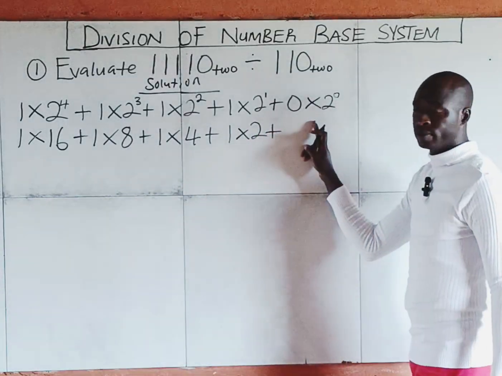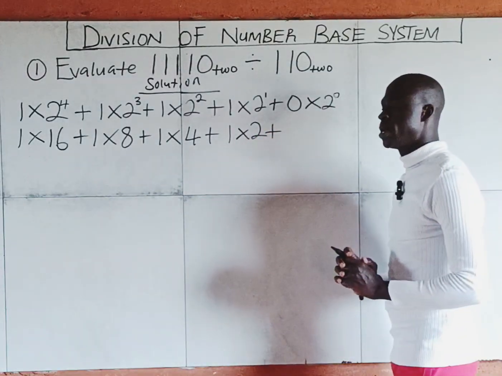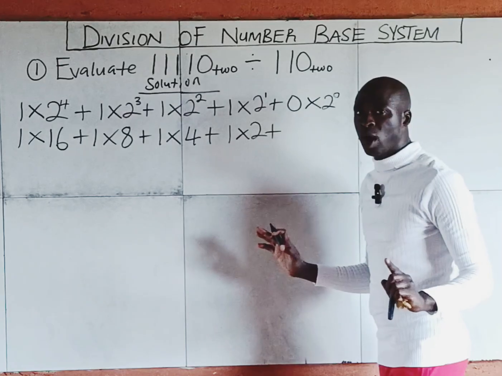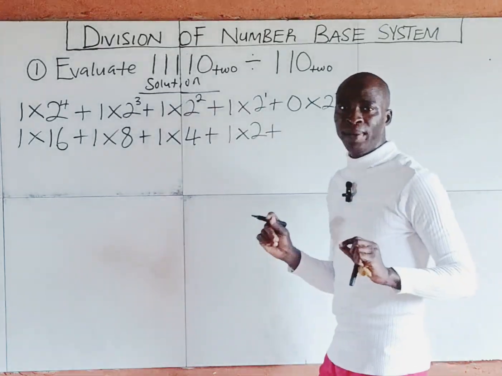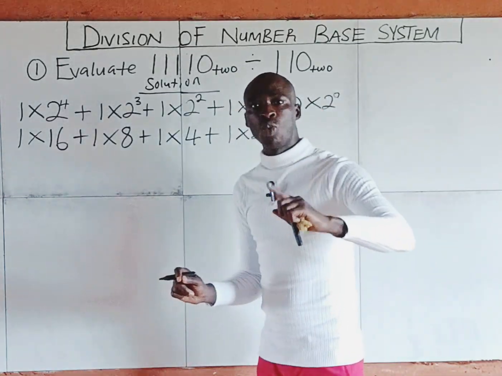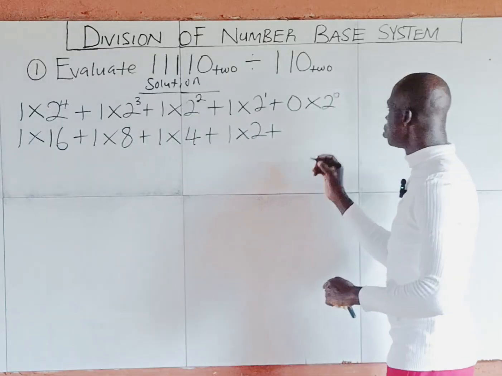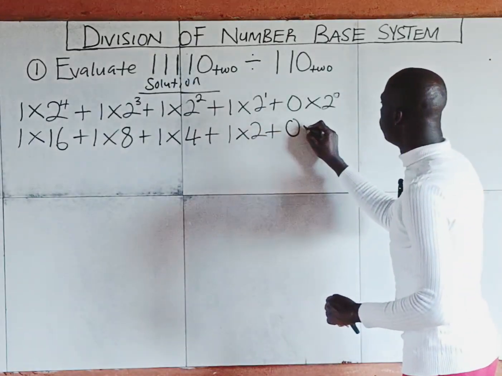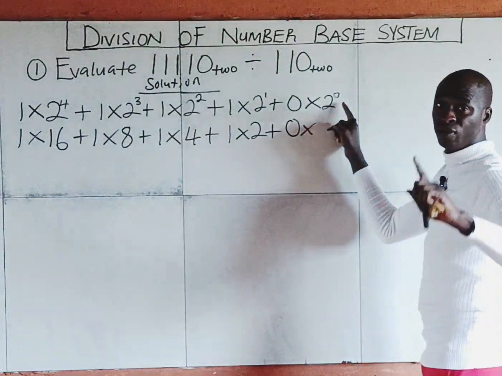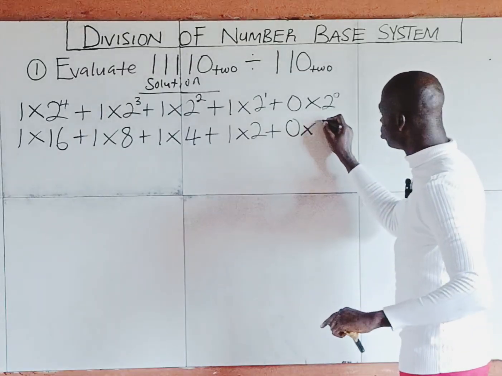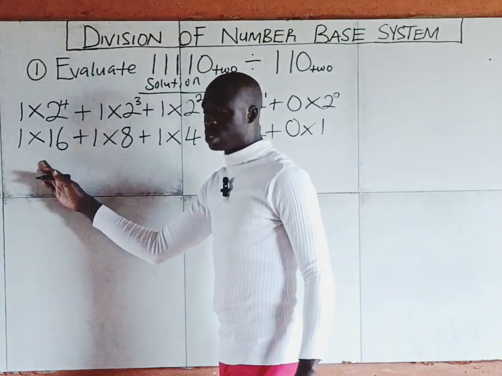Plus, we come in right here. Now in mathematics, any number raised to the power of 0 is 1. 1 billion raised to the power of 0 is 1. And 1 trillion raised to the power of 0 is 1. So we'll come right here and say 0 multiplied by 2 raised to the power of 0 is 0 multiplied by 1. Anything raised to the power of 0 is 1. So here becomes 1.